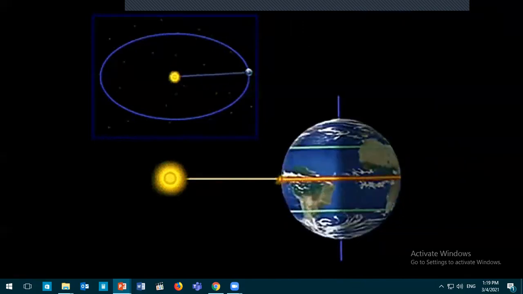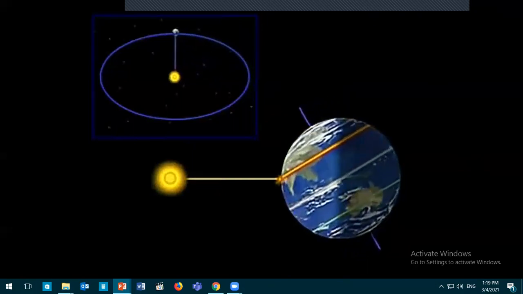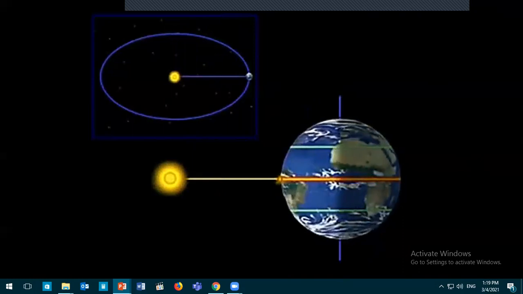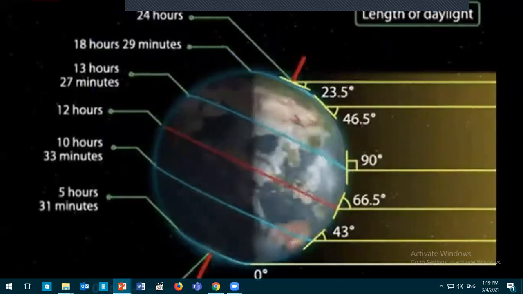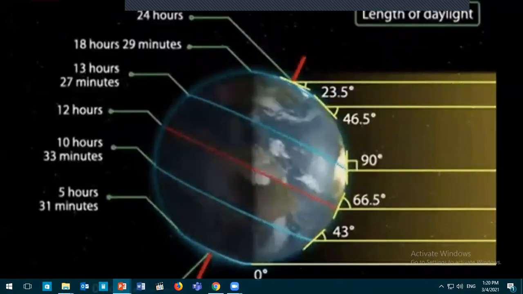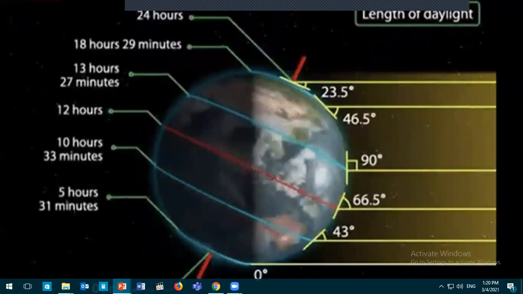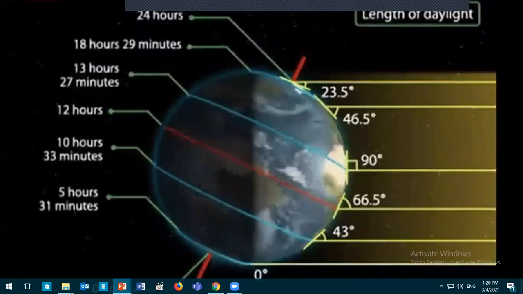So let's see how, when it's tilted, it has more uneven heating. If it's not tilted, the northern hemisphere will have summer and the southern will have winter all year, with no change, the same season all year round.